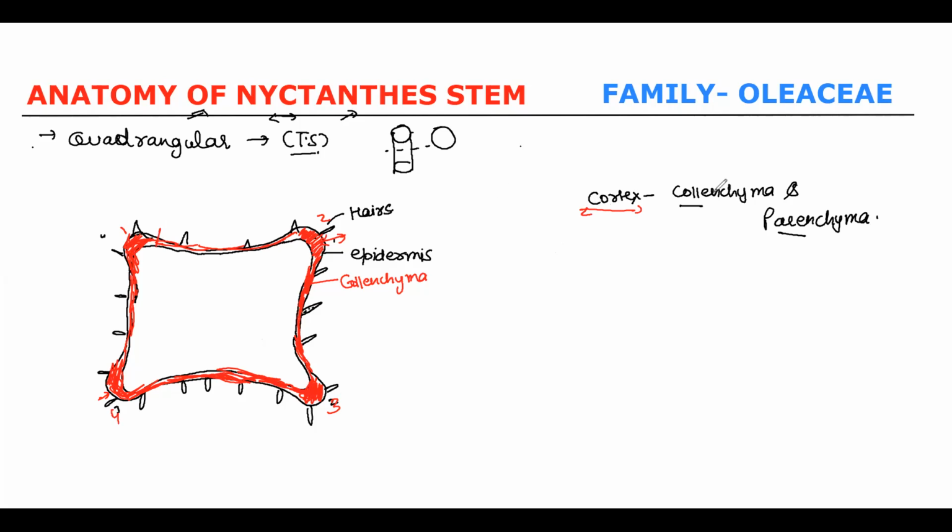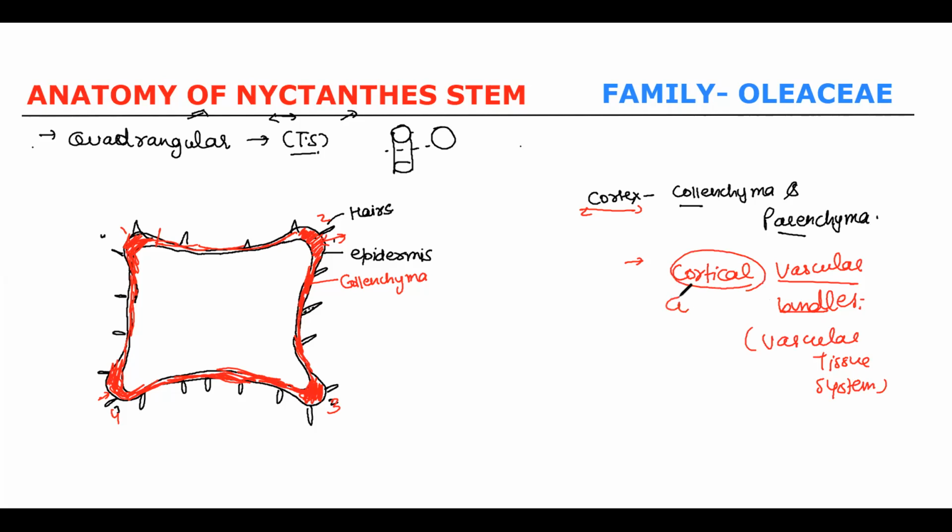Beneath them are present the abnormal structures. Here the abnormality starts. It is having cortical vascular bundles. Generally in dicots, there are no cortical vascular bundles. There are vascular bundles in the vascular tissue system region. But here we also have vascular bundles which are cortical, meaning they are present in the cortex. This is one abnormality, one anomalous structure that we are seeing in the Nyctanthes stem.